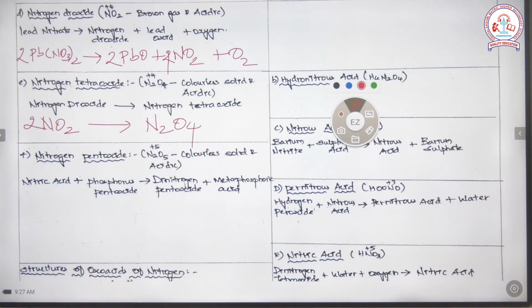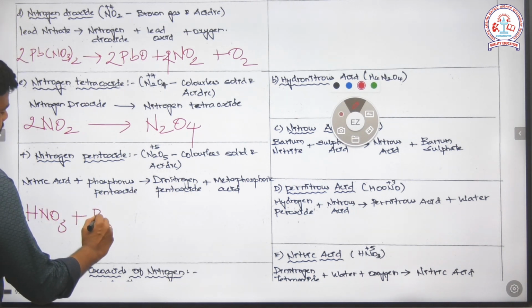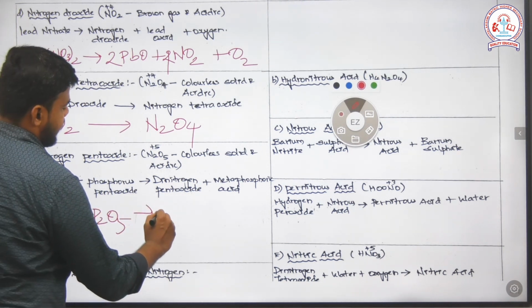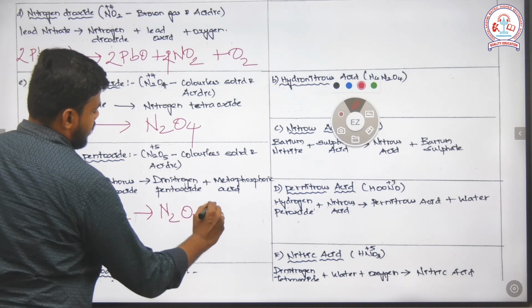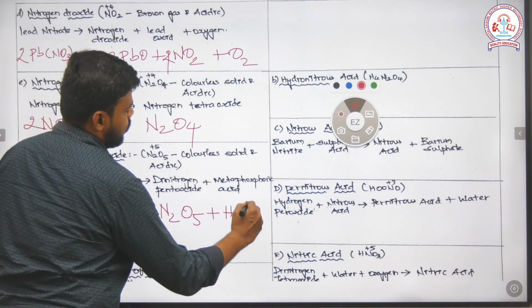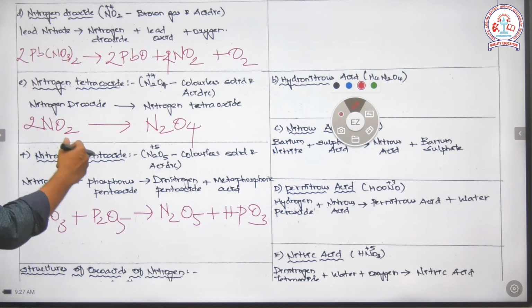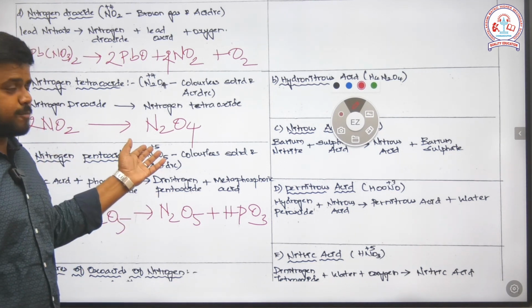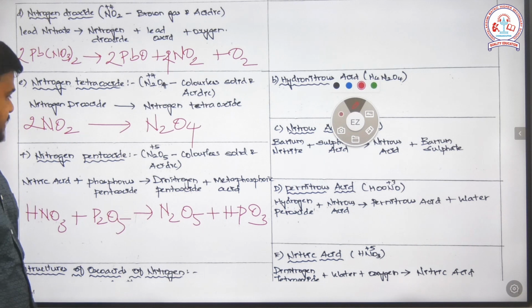Then nitric acid reacts with phosphorus pentoxide P2O5 to form dinitrogen pentoxide N2O5 and metaphosphoric acid HPO3. So this is metaphosphoric acid. The oxidation state of the nitrogen here is +5. It's a colorless solid and acidic in condition.